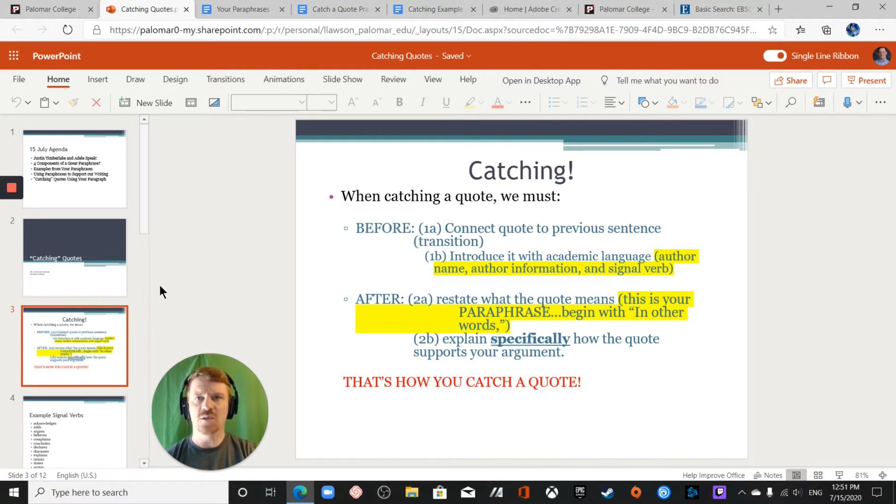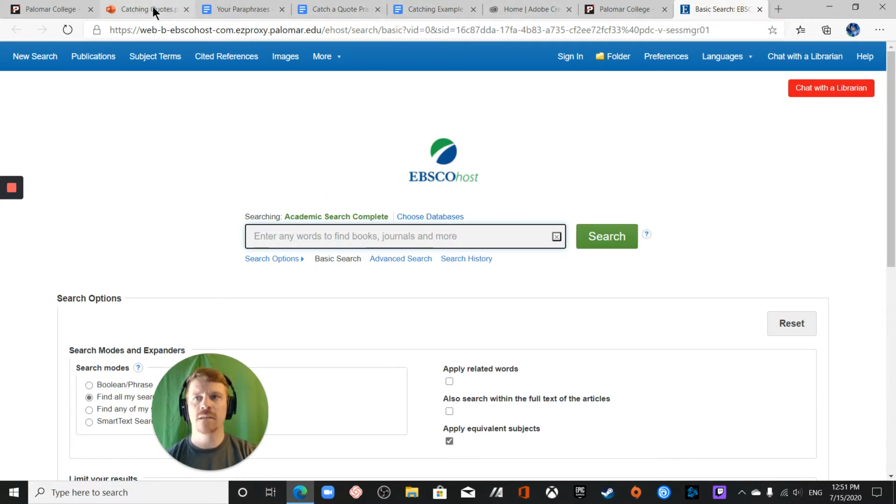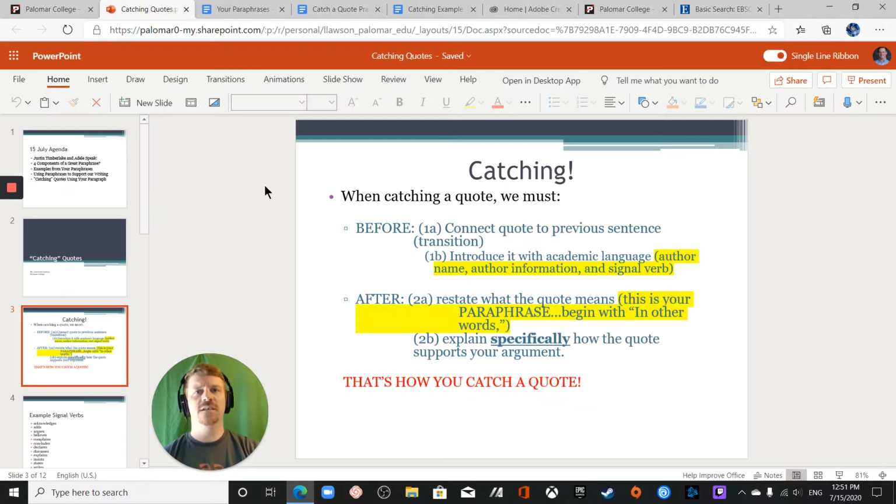Our goal is to include one quote in your essay revision this week, and that quote can come from an article you are reading for homework for my class, or from an article that you research yourself from the Palomar College Library database, which looks like this. And that's for the green team specifically, and there will be a separate video about that skill.